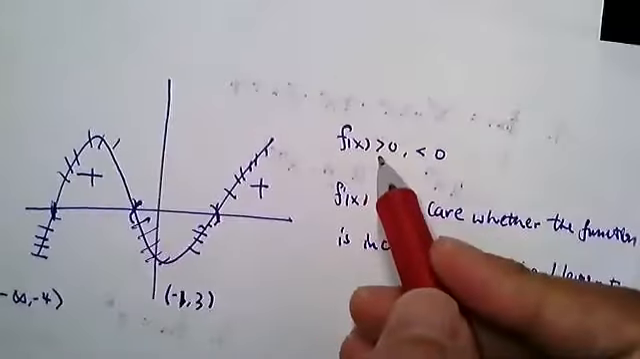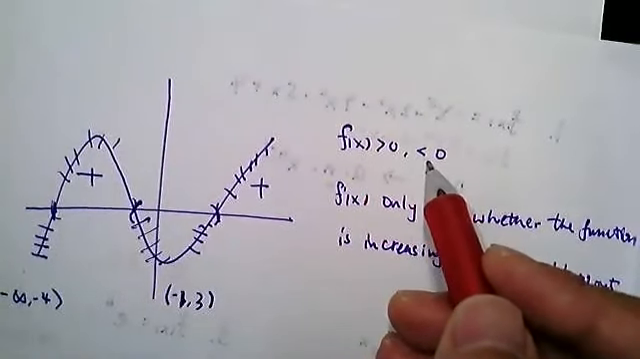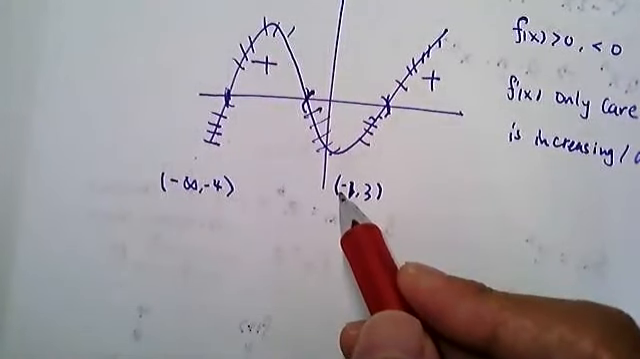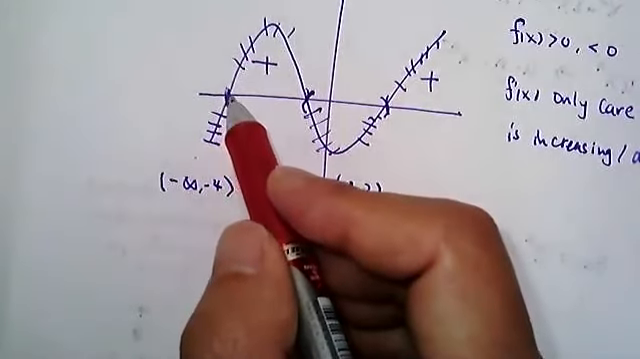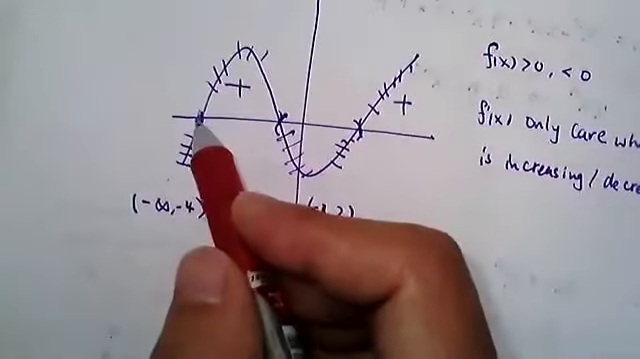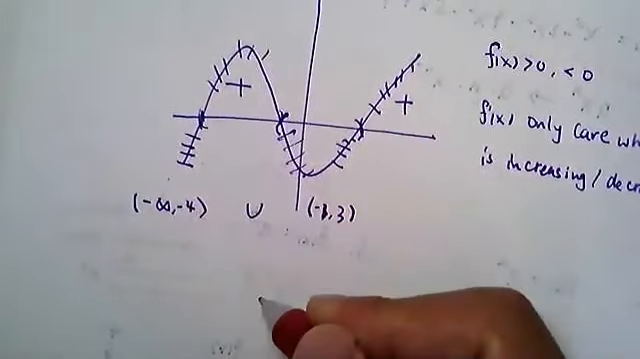Notice that we were asking about strictly greater than 0 or smaller than 0. So you have to use parentheses, which means the endpoints are not included. The endpoints give you 0, so they do not satisfy this, so they are not included. Don't forget you should write a union sign.